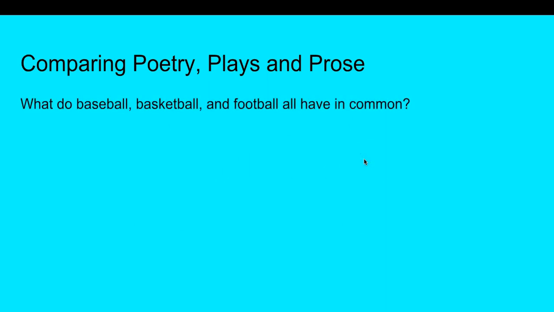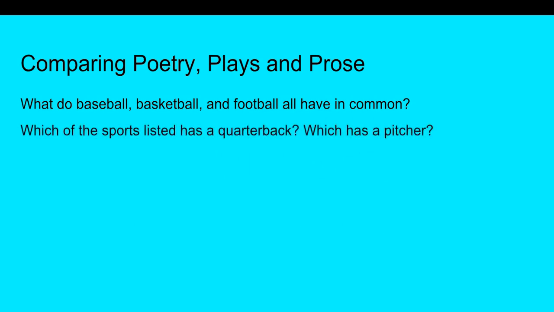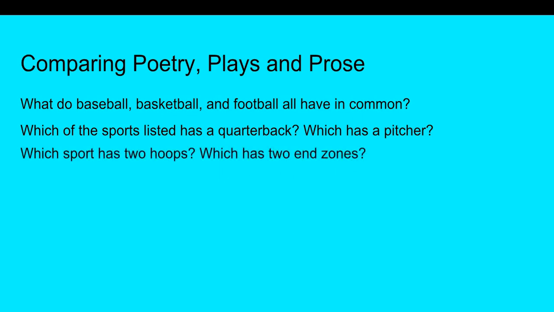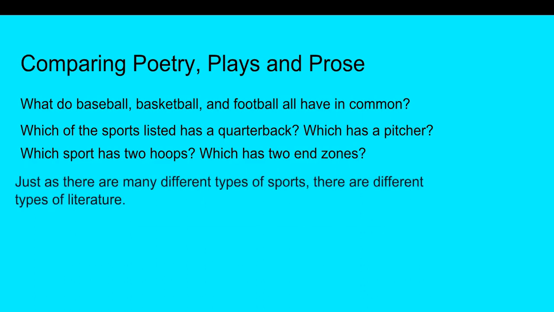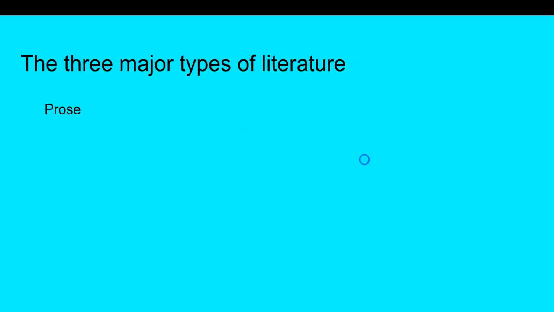What does a baseball, a basketball, and a football all have in common? And the answer is, they're all sports. Which of the sports listed has a quarterback? Football. Which one has a pitcher? Baseball. Which sport has two hoops? Basketball. Which one has two end zones? Football. Just as there are many different types of sports, there are many different types of literature.